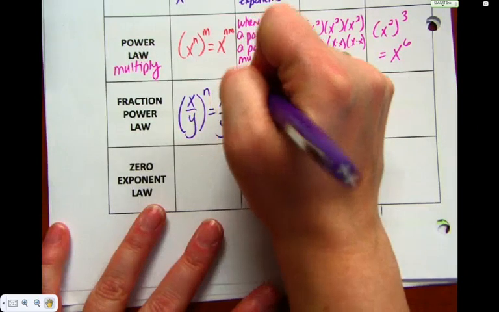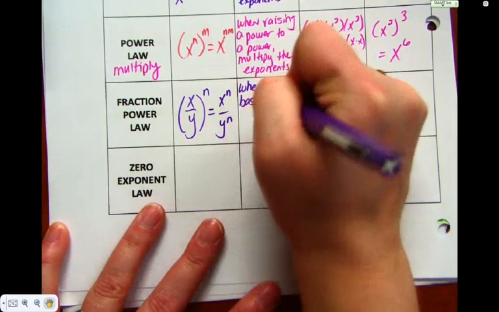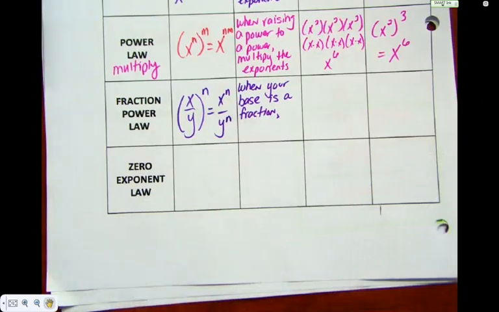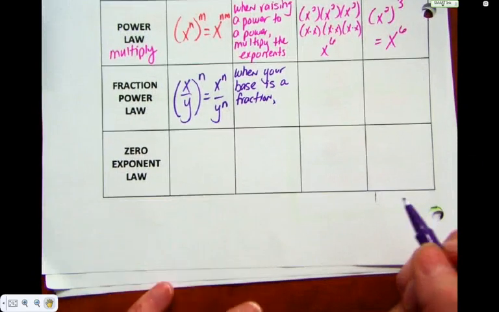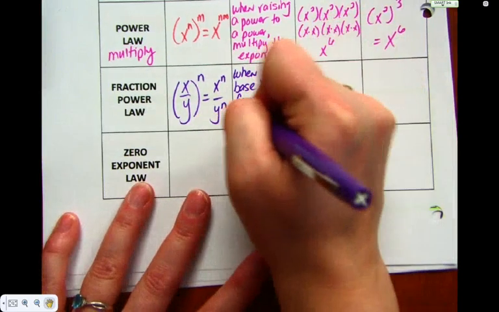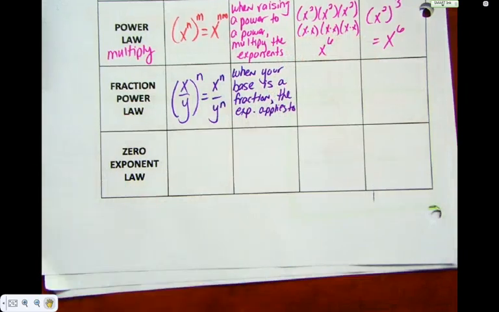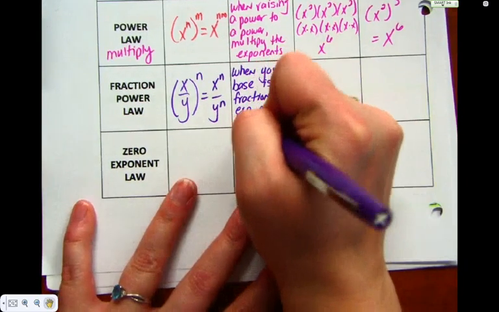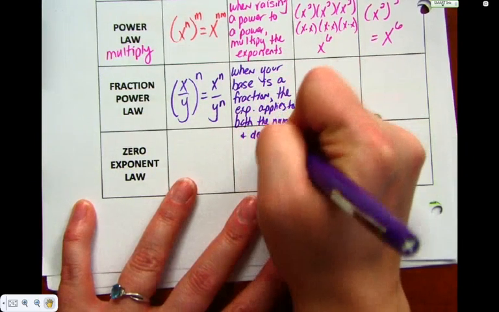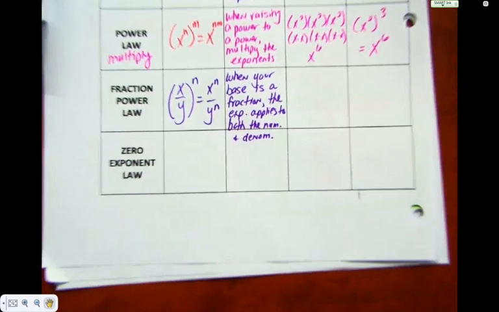When your base is a fraction, the exponent applies to both the numerator and denominator. Should have made this box bigger. When your base is a fraction, the exponent applies to both the numerator and denominator.